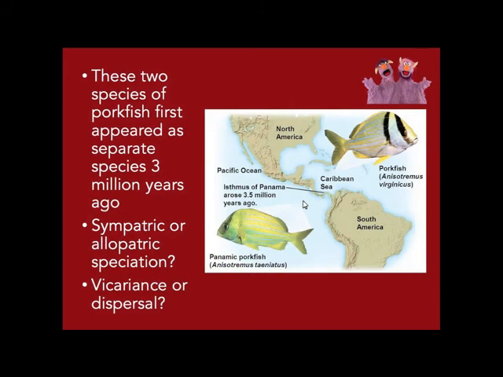All right, I love that these fish are called porkfish. Anyway, these two species of porkfish first appeared as separate species 3 million years ago. Okay, the Isthmus of Panama arose 3.5 million years ago. Is this sympatric or allopatric speciation? Is it vicariance or dispersal? So what do you think?